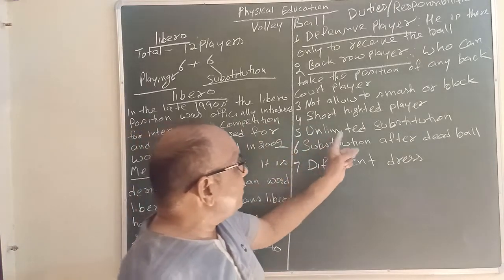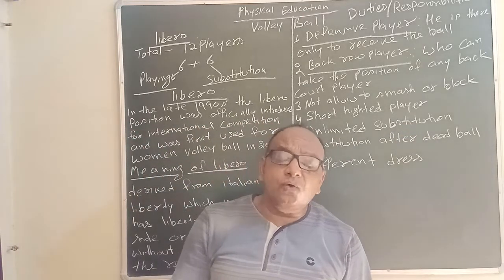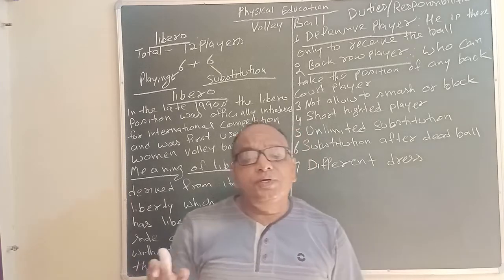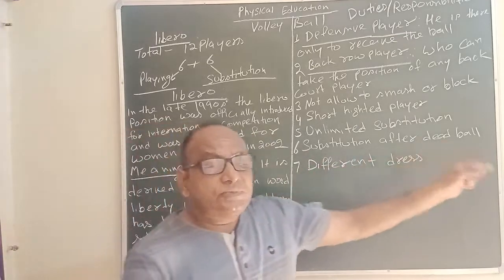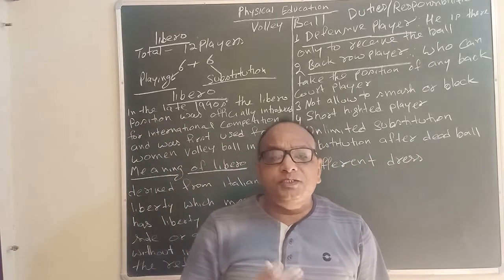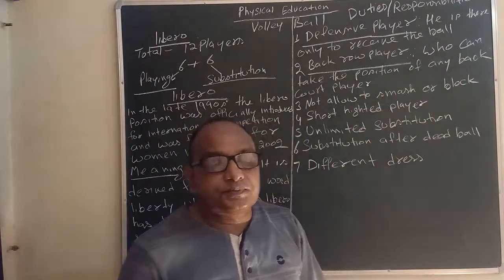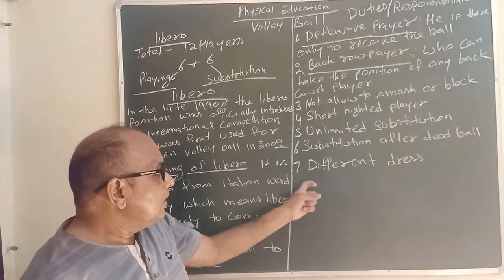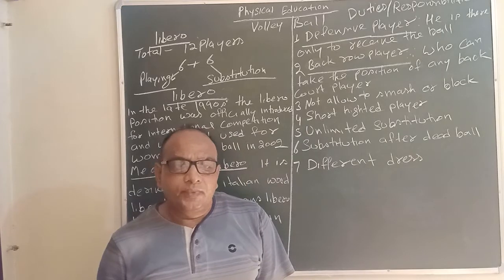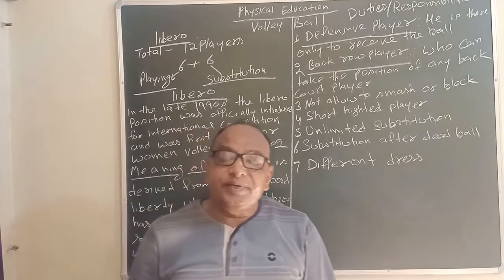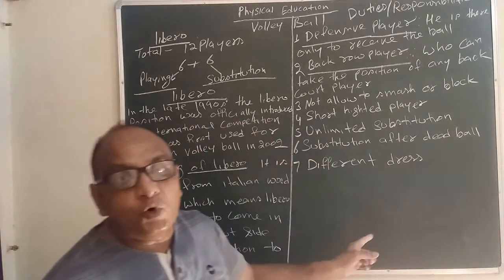And next point is unlimited substitutions. Because he has liberty to come inside and go outside without informing the referee. So unlimited times, or you can say infinite times, he can substitute himself, but with back row players. Different dress. His dress will be different for what? To identify the libero player.